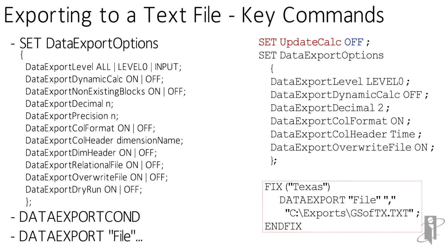And at the bottom, there's our handy data export wrapped inside of a fix, where we say export to a file, use comma as the delimiter, and then the file name is c:\exports/greatstateoftexas.txt. Notice I didn't specify the pound missing operator, so it's going to export missing values as #mi.